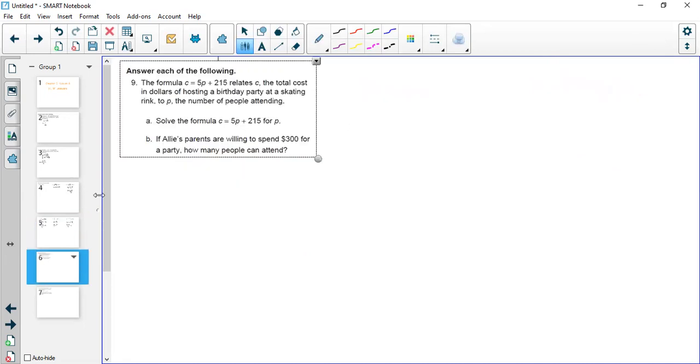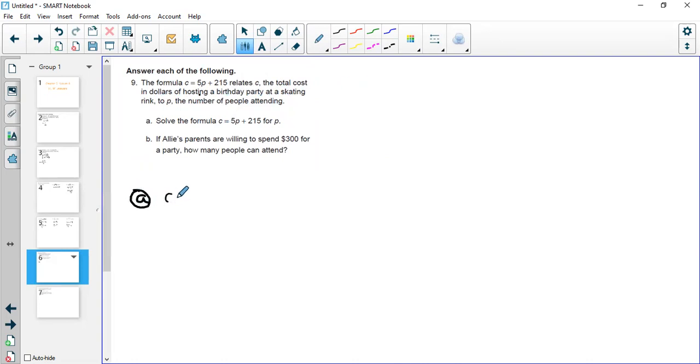Okay, moving on to number 9. Now this is the problem solving question. It has two parts. Let's solve part A. The formula C equals 5p plus 215 relates C, the total cost in dollars of hosting a birthday party at a skating rink, to P, the number of people attending. So P is the number of people and C is the total cost. Solve the formula C equals 5p plus 215 for P. So we have to solve it for P. Let's solve this first part.